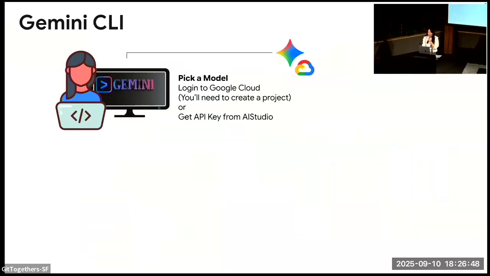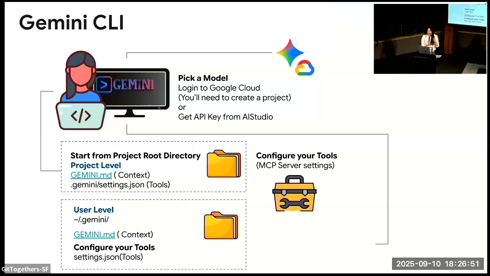Here, you can first pick a model. For the project root directory, the project level, you have a file called Gemini.md. That is the project level memory context. And we have the settings.json file in the project root directory. That is the project level tooling. Similarly, we have the Gemini.md file and settings.json file at the user level, in the root level. That is the global level tooling and memory. So you can directly modify those files to help you better vibe code.